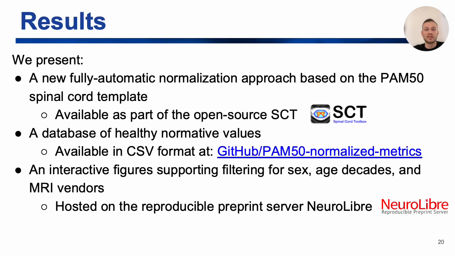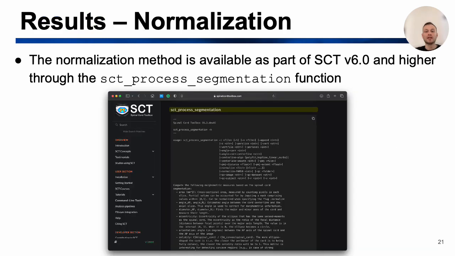Okay, moving on to the results. The proposed normalization method is available as part of the SCT 6.0 and higher through the SCT process segmentation function. You can visit the Spinal Cord Toolbox website and search for the SCT process segmentation to get more details about the method itself and about the normalization.